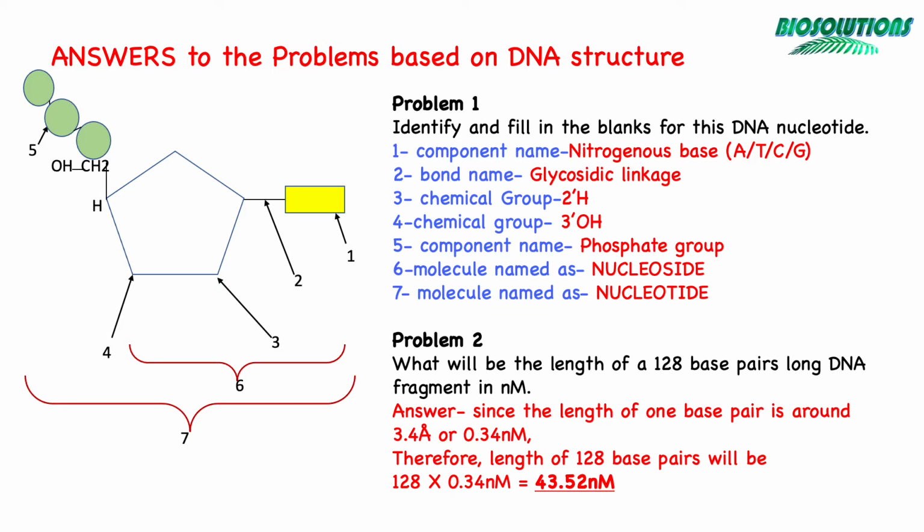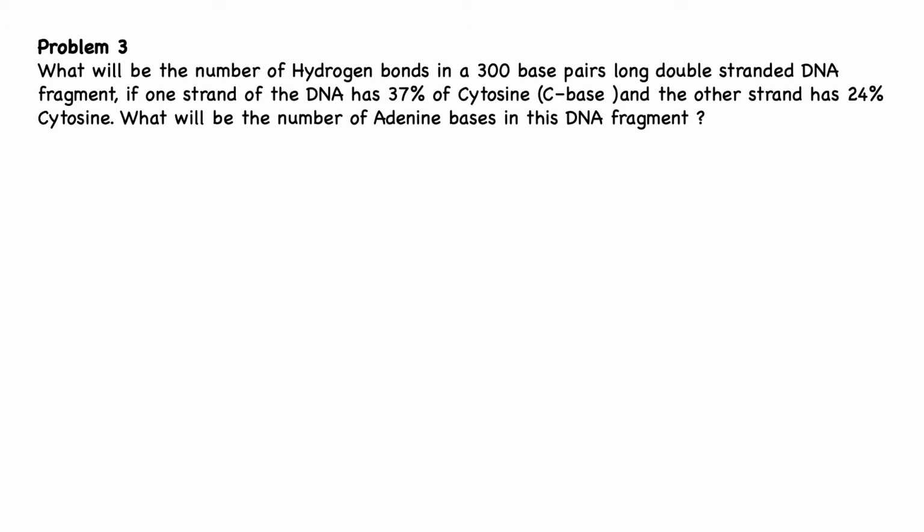problem 1. The answers are simple, they are just fill in the blanks. For problem 2, it's easy to calculate the length of 128 base pairs if we know the length of one base pair, which is 0.34 nanometer. Hence the answer will be 43.52 nanometer for 128 base pairs.